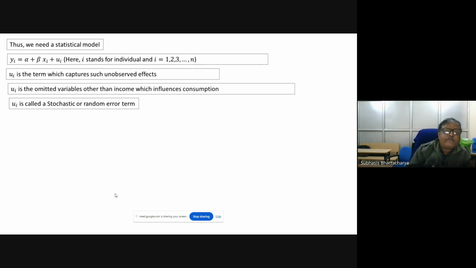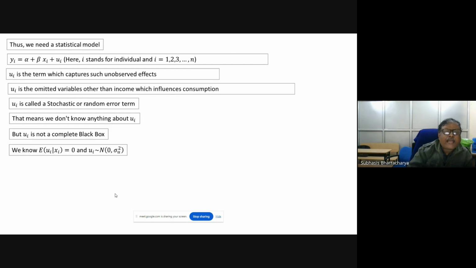That means it has some random components, that means it is attached with some specific probabilities. So does it mean that we don't know anything about UI? As I said earlier, UI is a bunch of influences of other variables except income. Some of them may be in our knowledge, some of them may not. So does it mean that we don't know anything about this unobserved effect? No, it is not a complete black box.